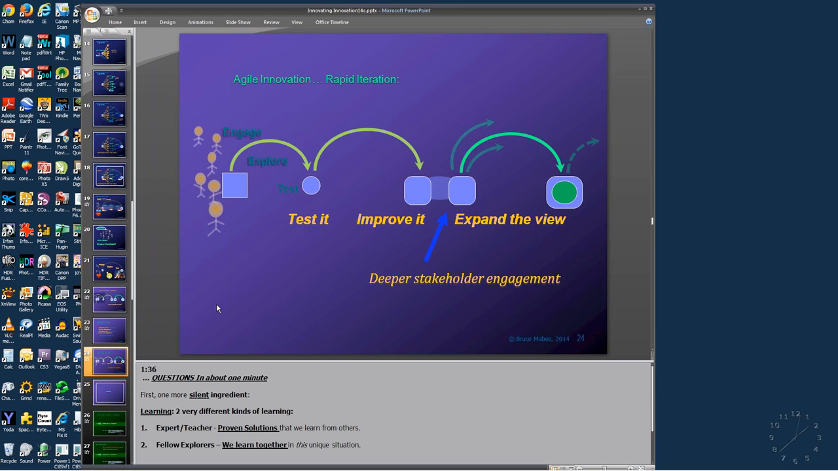It's the idea that yes, we're going to learn, test, repeat, improve, but where it really breaks free, and this is where I look at especially large system interventions in an OD sense, if you look at where it says deeper stakeholder engagement, if you look at that little blue arrow, it points to what some people call take a break.